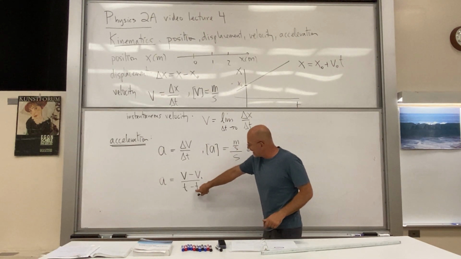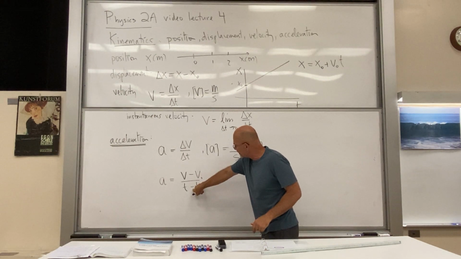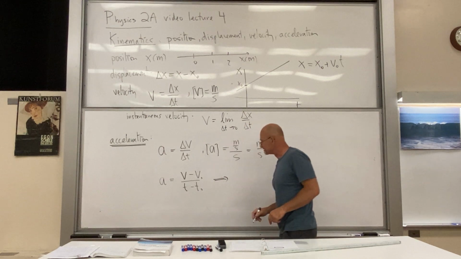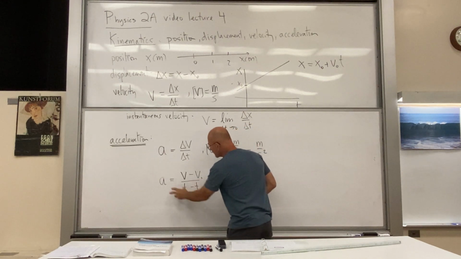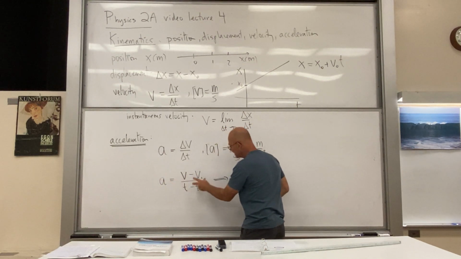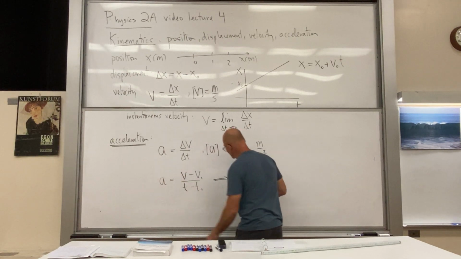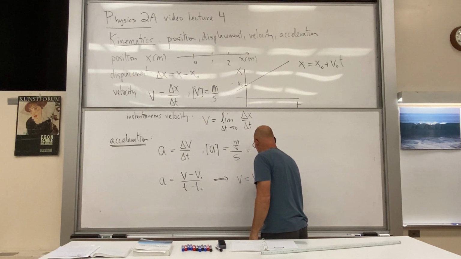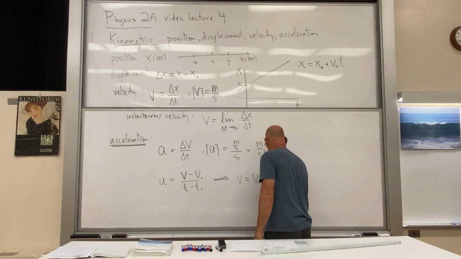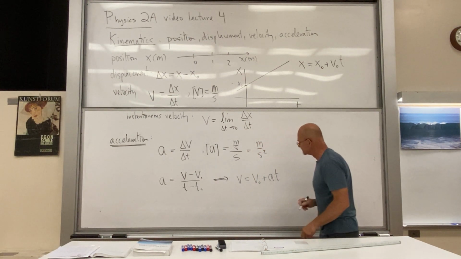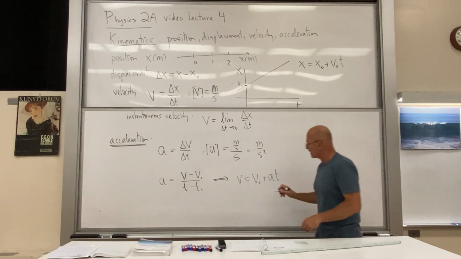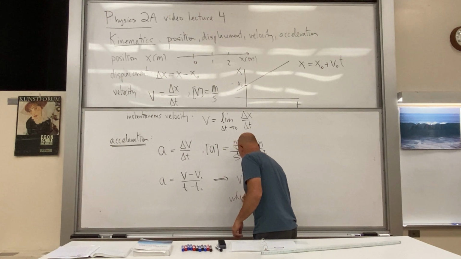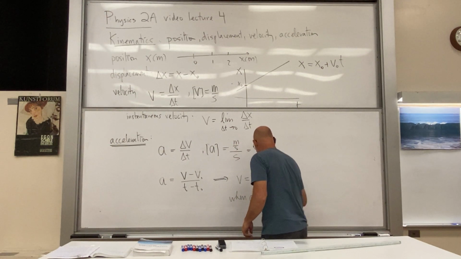And I'm going to go ahead and ignore the t0. Suppose the t0 is equal to 0, and solve for v. What do I get? I'm cross multiplying, so I'm going to have a times t, and I'm bringing the v0 over to the other side as well. And I get v equals v0 plus a times t. And let's go ahead and write, when acceleration is constant.